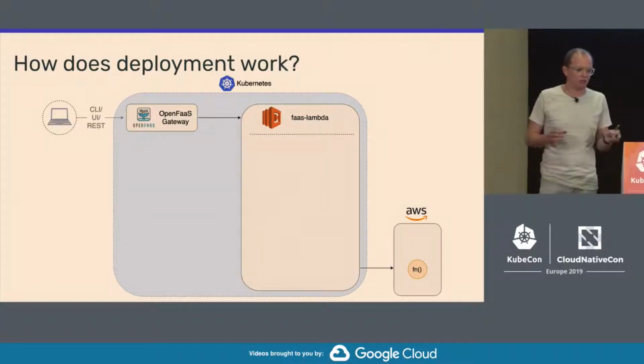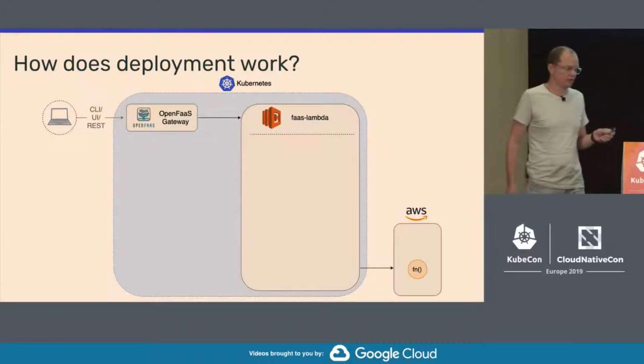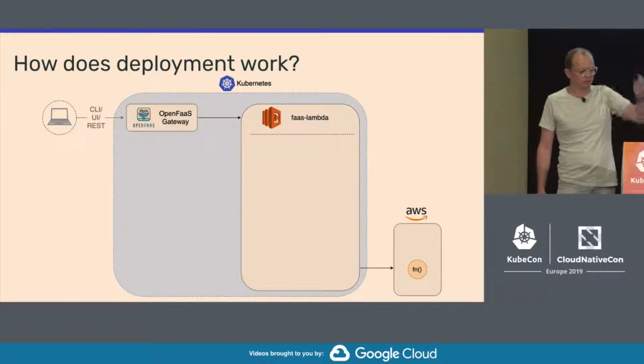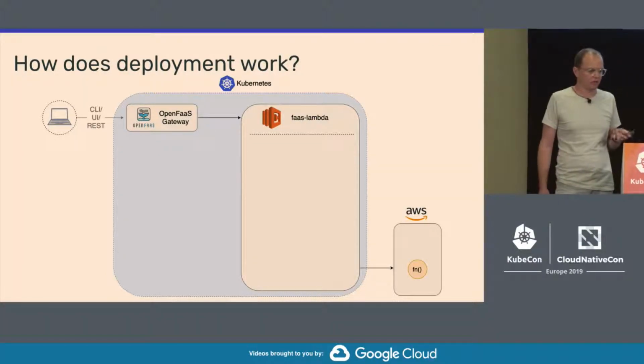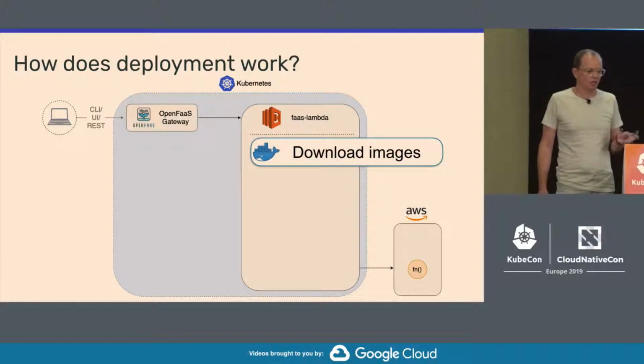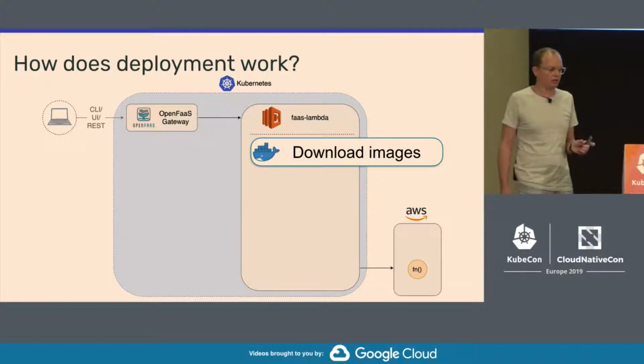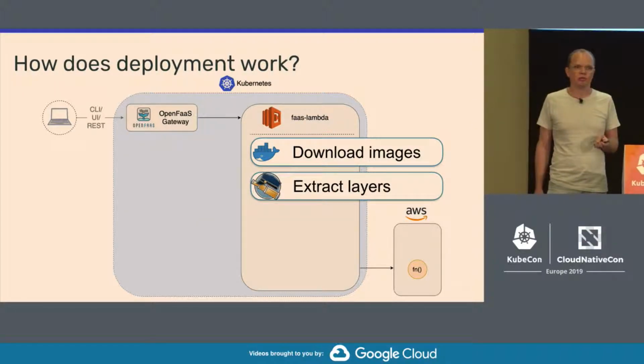So let's get to the nuts and bolts of this. How does the deployment lifecycle work? We're going to send a request in to deploy a function. When FaaS Lambda receives that request, it downloads the image from a Docker registry. It then uses a tool from Red Hat called Skopeo.